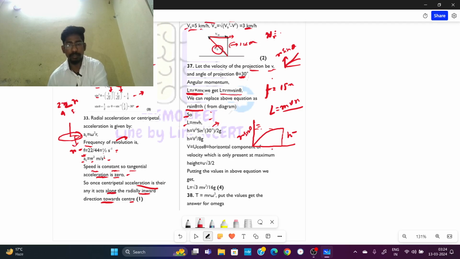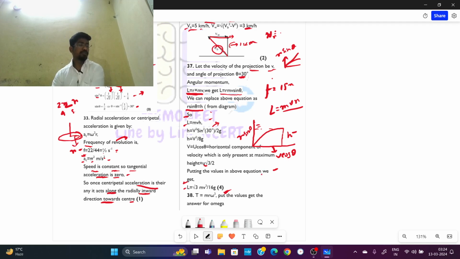For the horizontal component, this one, v cos theta, right? The velocity is v cos theta, right? So velocity only present at maximum height is v root 3 by 2. So putting the value in the above equation, we will get that L equals to root 3 by 16 times mv cube by g. Okay, so therefore option 4 is correct. Now moving on to the next question, the 38.